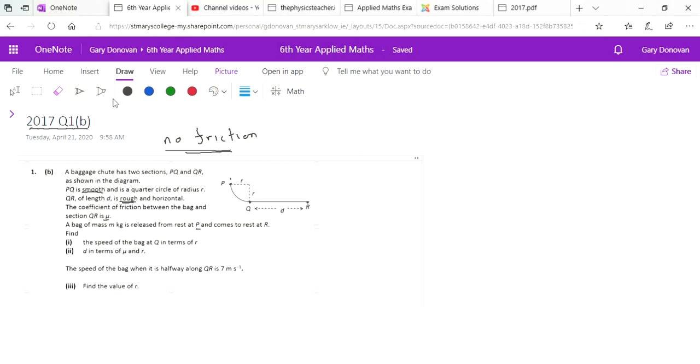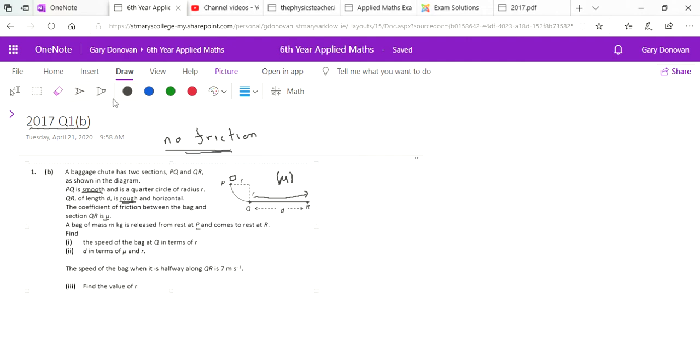So obviously the bag is going to be released from here, it's going to speed up, there's no friction here, and then between Q and R it's going to slow down gradually until it comes to rest at R, because there is friction with a coefficient of friction mu between Q and R. So find the speed of the bag at Q in terms of r.